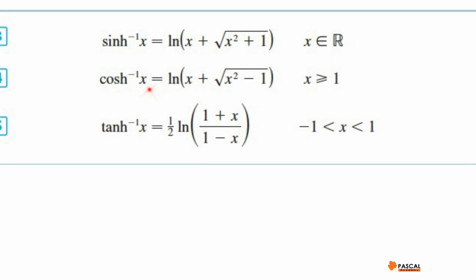By repeating the same process, we'll see cosh inverse of x is ln of x plus square root of x^2 minus 1 when x is greater than or equal to 1. And tanh inverse of x is 1 over 2 ln of (1 plus x) over (1 minus x) when x is between 1 and negative 1.